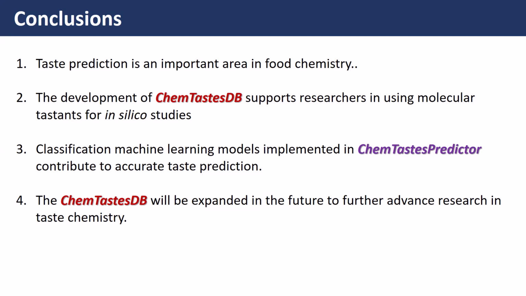Then in this framework, the idea of ChemTastesDB is to give the scientific community an available and accessible database where scientists can retrieve the information on these chemicals. And of course, this information can then be used to develop QSPR models for the prediction of molecular taste.